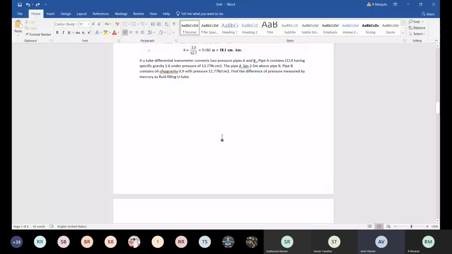Ma'am, you said that pipe B is filled. It means that oil is entirely inside the bulb B. Yes, oil is inside bulb B. Okay, then ma'am, height H is coming to be 0.178 meters. 0.178 meters or 17 centimeter? Yeah, 17.8 centimeters. Any other answers?